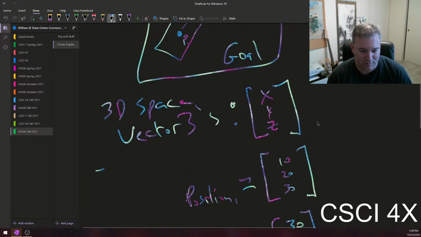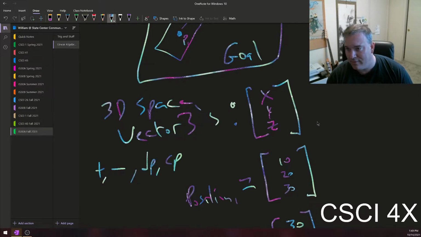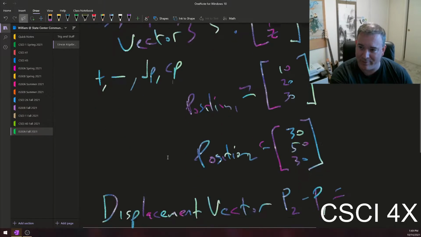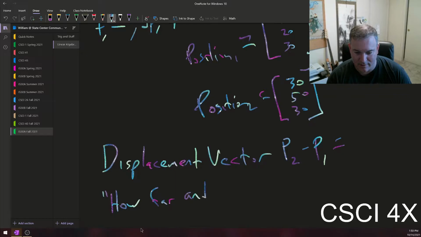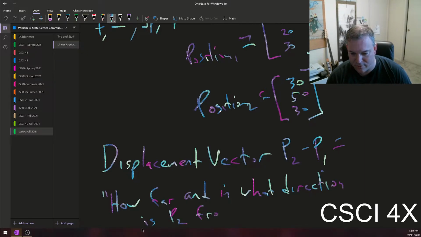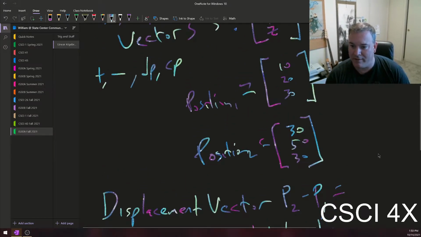So things we know in vectors, we can do addition, we can do subtraction, we can do dot product, and we do cross product, which are both between two vectors. These are the four things we typically do with them. And these are both kind of multiplication, so I'm not just going to write multiplication. Okay, so subtraction tells you how far, so the displacement vector is, in English, how far and in what direction is P2 from P1. And we do the algebra like this.